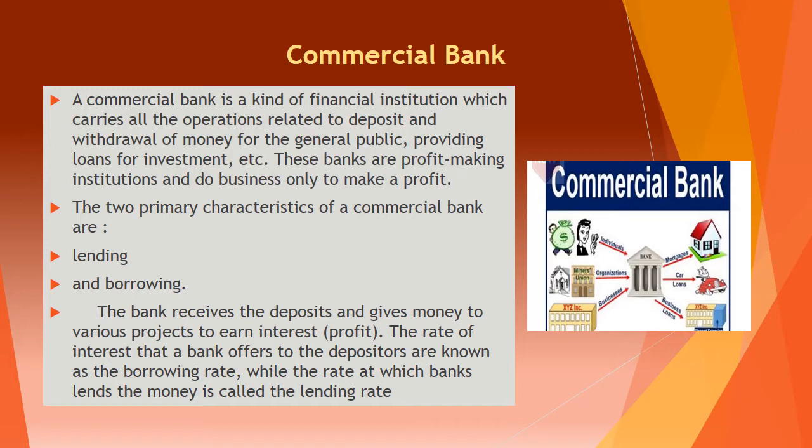The two primary characteristics of a commercial bank are lending and borrowing. The bank receives the deposits and gives money to various projects to earn interest. That is the profit of the bank. The rate of interest that a bank offers to the depositors is known as the borrowing rate, while the rate at which a bank lends the money is called the lending rate.